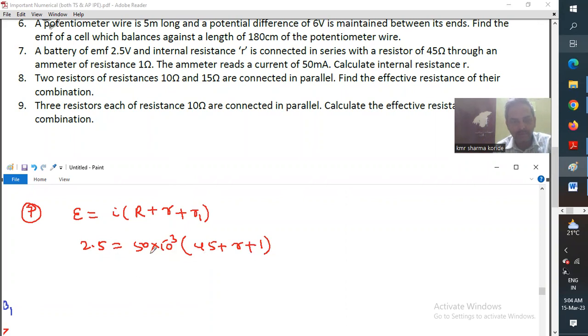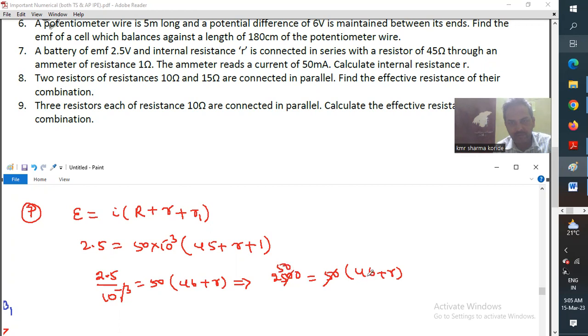So this is going to be 2.5 divided by 10 to the power of minus 3 is equal to 50 into 45 plus 1 plus r. So you can make this 2500, multiplying 1000 with 2.5. 2500 is equal to 50 into 46 plus r. Then 50 into 50. Therefore, 50 minus 46 is equal to r. Then the internal resistance is equal to 4 ohm.